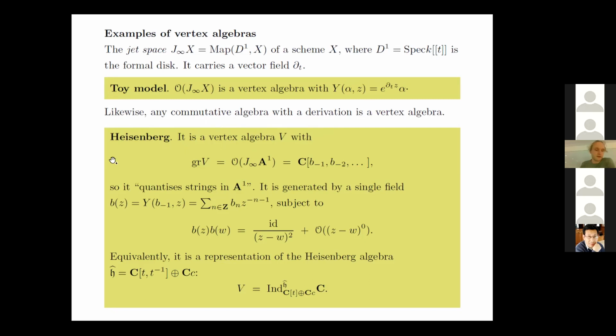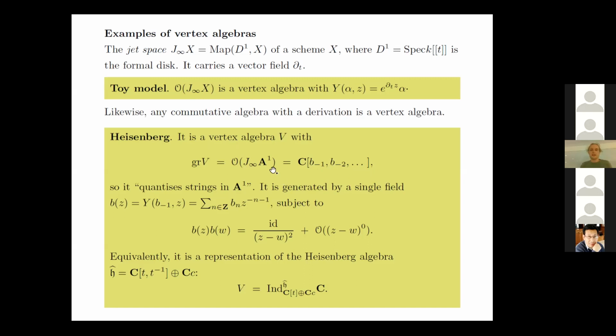Okay, whatever. So the most important example of a vertex algebra, which is not a holomorphic vertex algebra, is the so-called Heisenberg vertex algebra. As a vector space, it has a grading, and its associated graded is simply functions on the jet space of A1. So it's a Fock space on negative modes, on B-1, B-2, and so on.